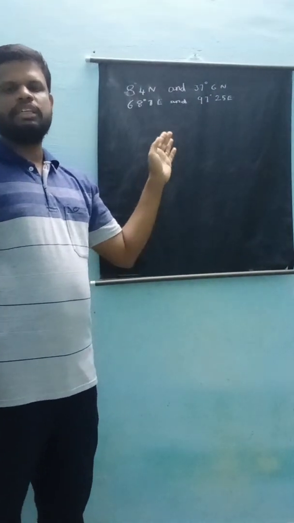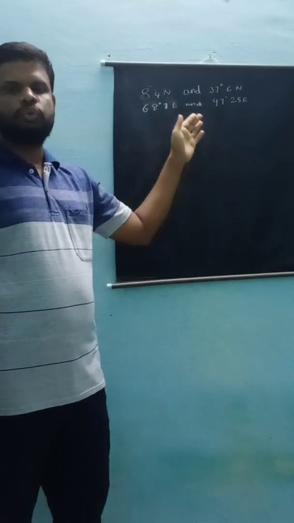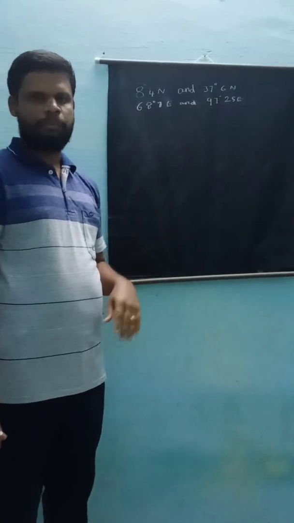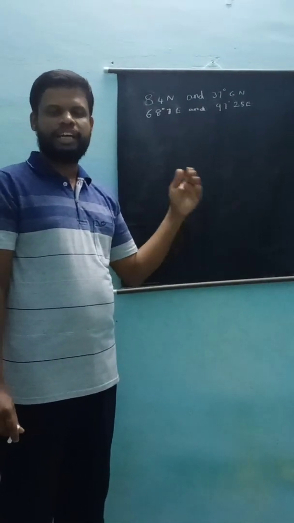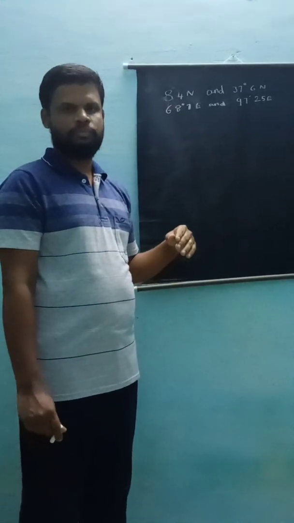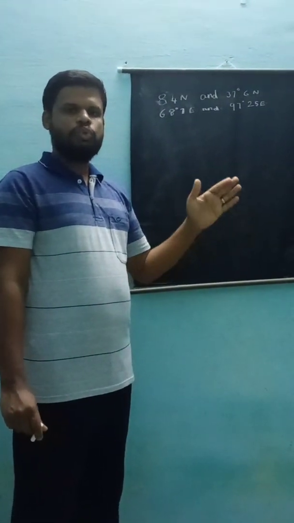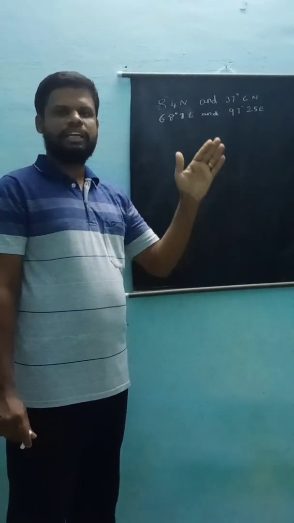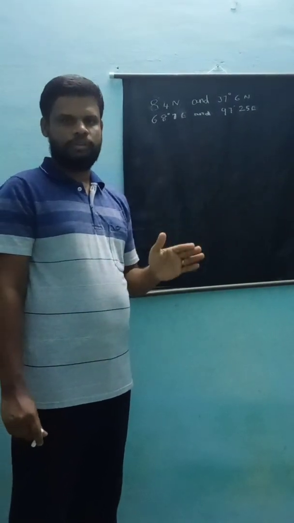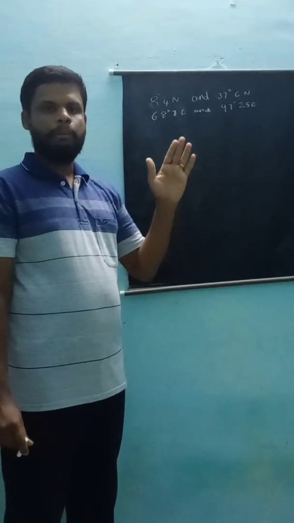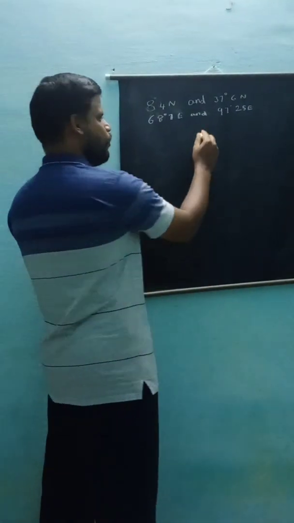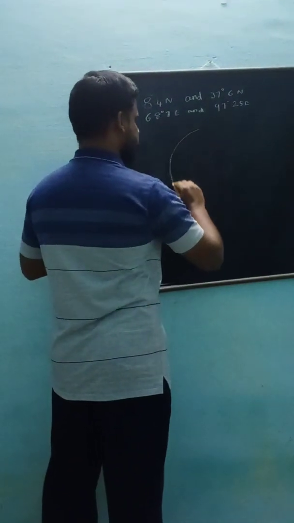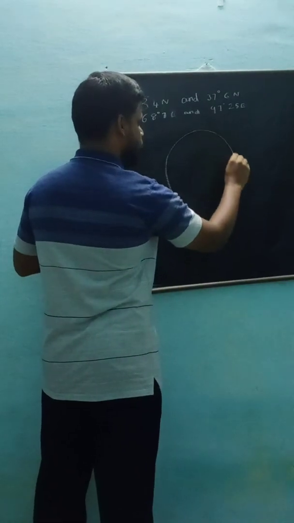How do we get these latitudinal and longitudinal extents for our country? For that we have to study about the latitude lines and longitude lines. These two are imaginary lines on the globe. So what is a globe? A model of the earth. Now I am going to draw a circle over here which we can represent as a globe.